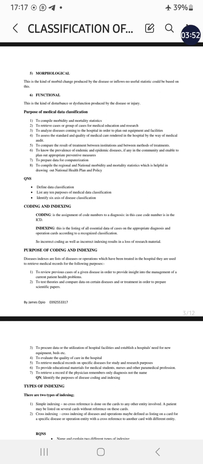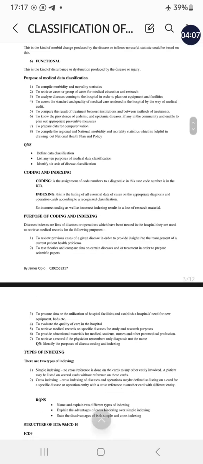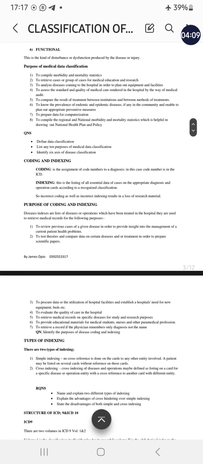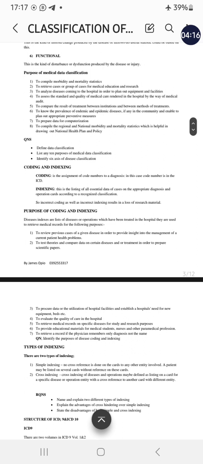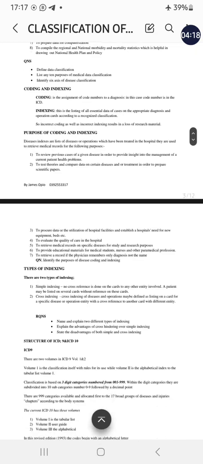But if the information is not classified and is not being notified, probably it will be very difficult for you to realize that the number of patients or the number of incidences is actually increasing. And another purpose is to compare the results of treatment between institutions and also between methods of treatment used.